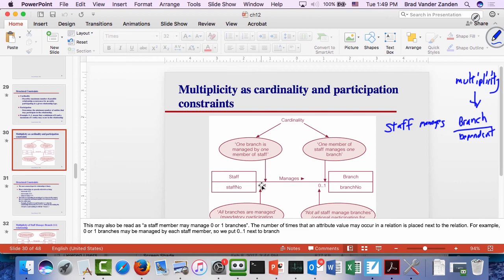There's two, remember, there's two relationships between staff and branch. There's one where the branch employs staff. That's not the one we're showing here. The one we're showing here is the managerial one, where staff manages branch. And we're just showing this one right here so that you can just focus on this one relationship. Okay? Other questions about this? Okay.